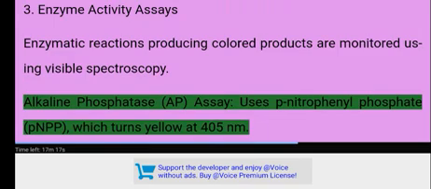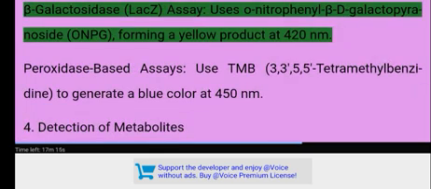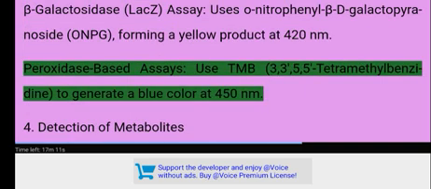Alkaline phosphatase, AP, assay uses p-nitrophenyl phosphate, PNPP, which turns yellow at 405 nanometers. Beta-galactosidase, LacZ, assay uses o-nitrophenyl beta-D-galactopyranoside, ONPG, forming a yellow product at 420 nanometers. Peroxidase-based assays use TMB, 3,3',5,5'-tetramethylbenzidine, to generate a blue color at 450 nanometers.